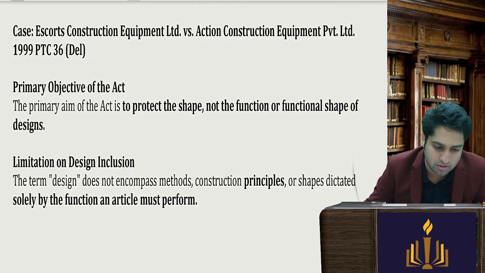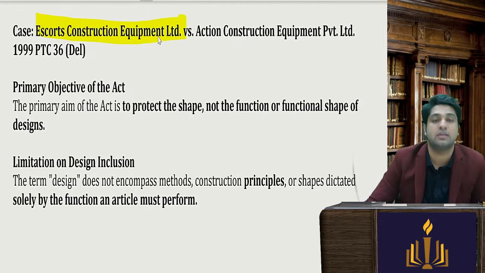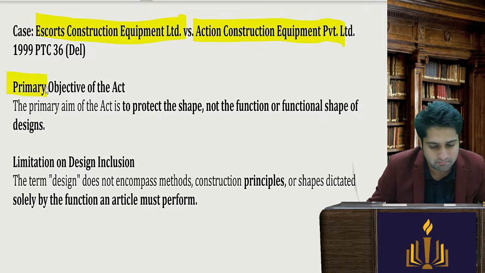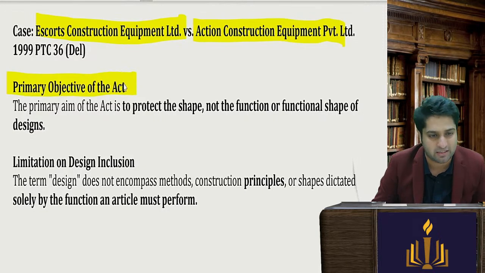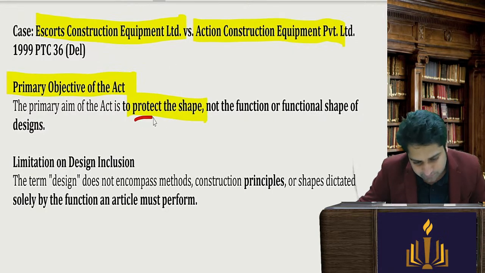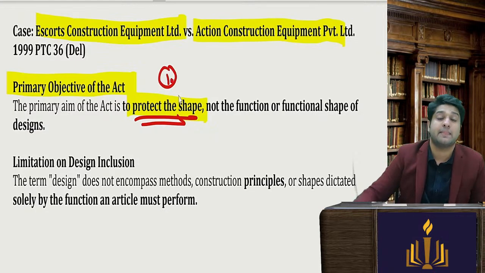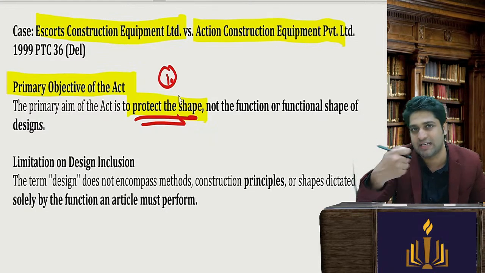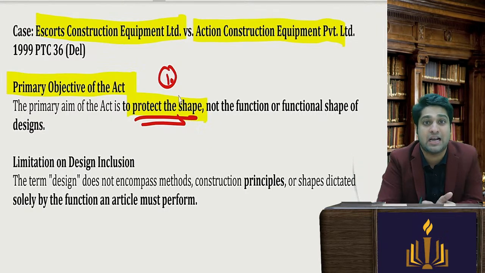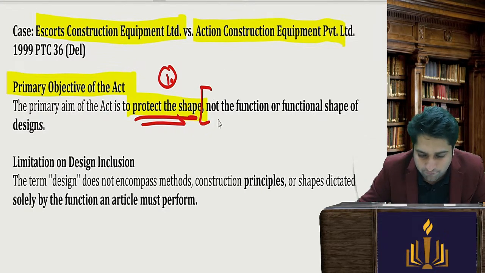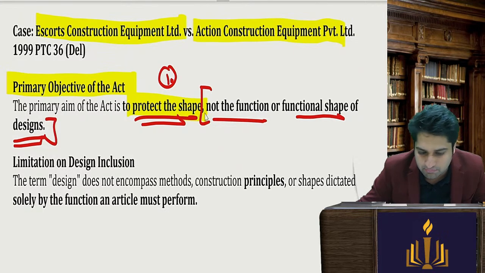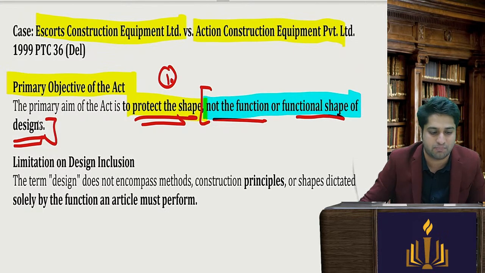Now, case of Escort Construction Equipment versus Action Construction Limited. They again said what is the primary object of the Act. The primary objective of the act is to protect the shape. You can mark this, protect the shape. And again, negatively, the second thing, they also say not this. The object of the act is to protect this and not this. Means what? Not the function or the functional shape of the design. Mark it, it is important, not the function or the functional shape of the design.